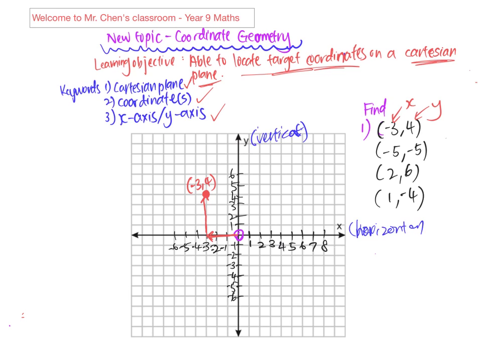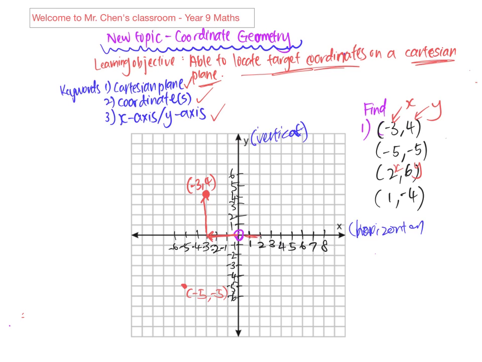Okay, so let's work on the second one. The second one is negative 5 and negative 5, so that means I have to go further left from the origin now because it is negative 5, and then I have to go down from the origin because I'm looking for negative 5 on the y-axis. So it will end up here. This is your negative 5 and negative 5.